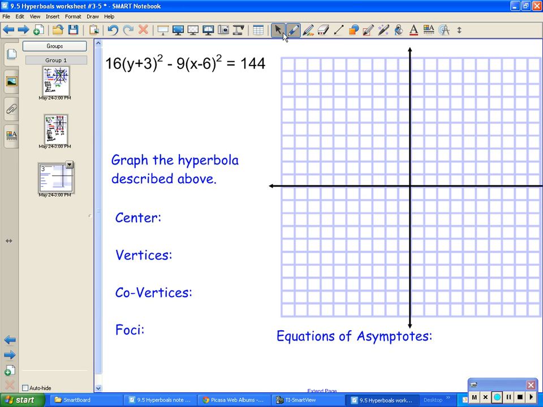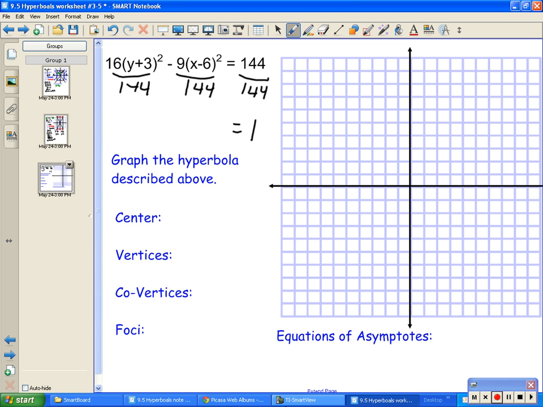But the first step is we need to get it equal to 1. So we're going to divide by 144 on both sides. So 144 here, and then 144 on the left as well. What's going to happen here, we know that it's going to end up equaling 1. But on this fraction, the 16 (y plus 3) squared over 144, 16 over 144 will reduce.